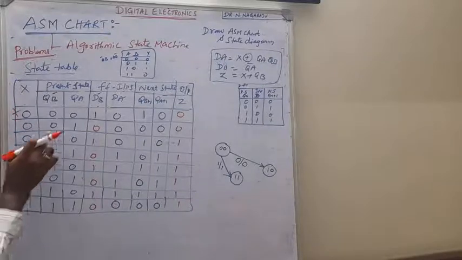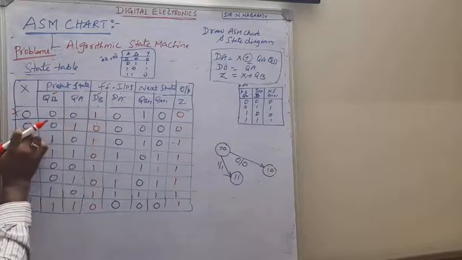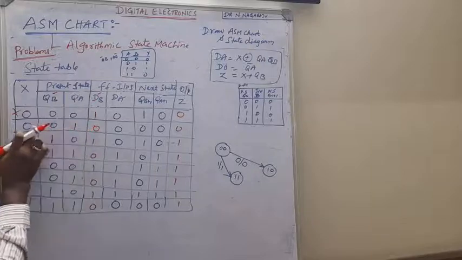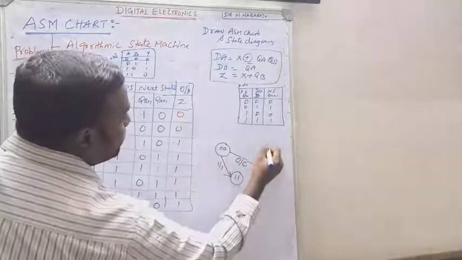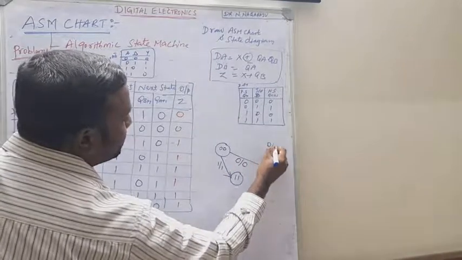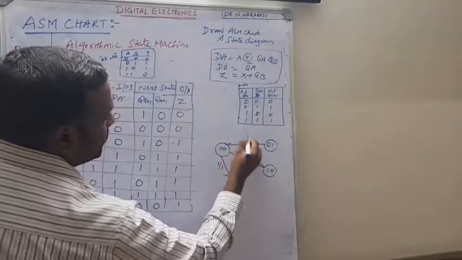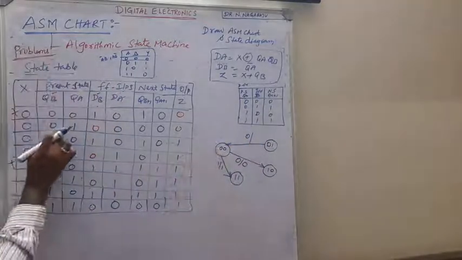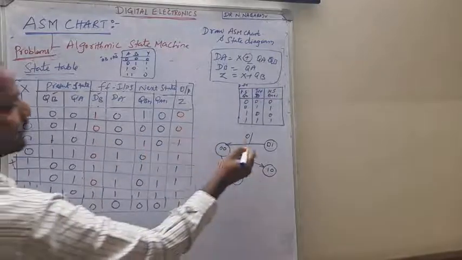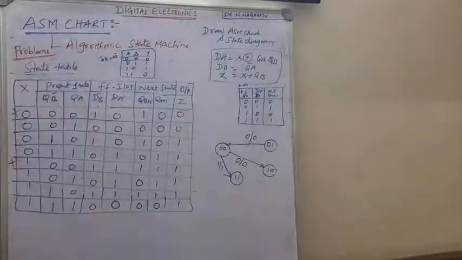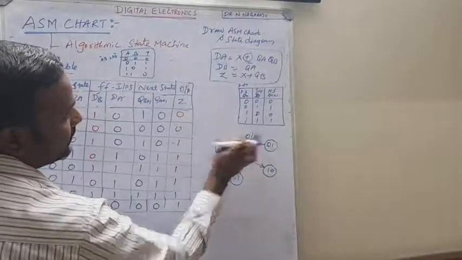Next I am going to check the 0 1 state. For the 0 1 state, if the input is 0, where will it go? 0 0. So now I am assuming a 0 1 state is there. If the input is 0, it will go to the 0 0 state. What is the output? 0. So the label is 0 1, right? Because I already told you in the previous video that the numerator means input and the denominator means output.